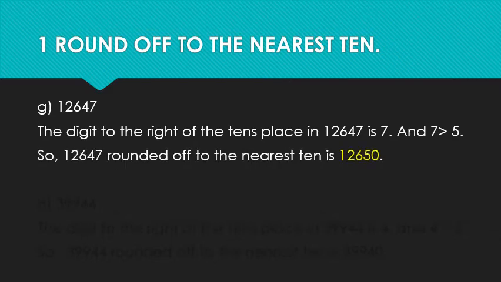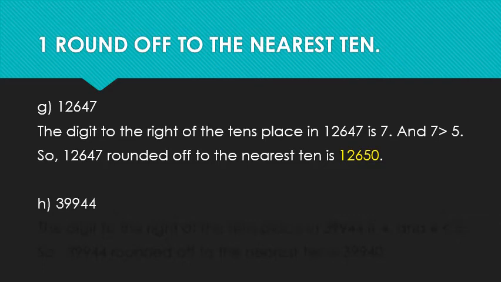So what we will do? We will add 1 to the digit at the rounding place, that is the 10 place, which is 4. So 4 plus 1 becomes 5. At the 10 place we will write 5, and the digit to the right of the 10 place we will replace by 0. So we replace 7 by 0, and therefore 12,647 rounded off to the nearest 10 is 12,650. I hope it is clear to all of you.